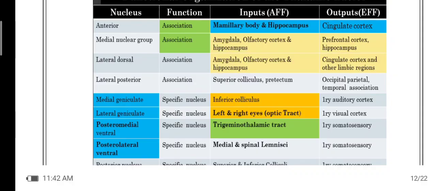Cingulate cortex. The medial nucleus group is associated with the amygdala, olfactory cortex and the hippocampus. The output is the prefrontal cortex. The lateral dorsal is associated with the amygdala, the alpha cortex of the hippocampus. Lateral and posterior nucleus, that is the association, the superior lateral posterior of the occipital portion of the temporal bone.